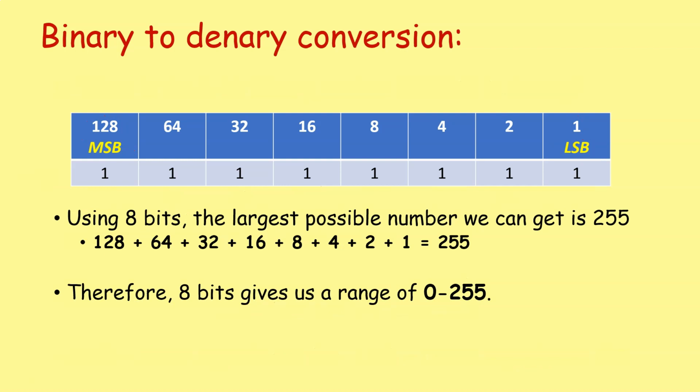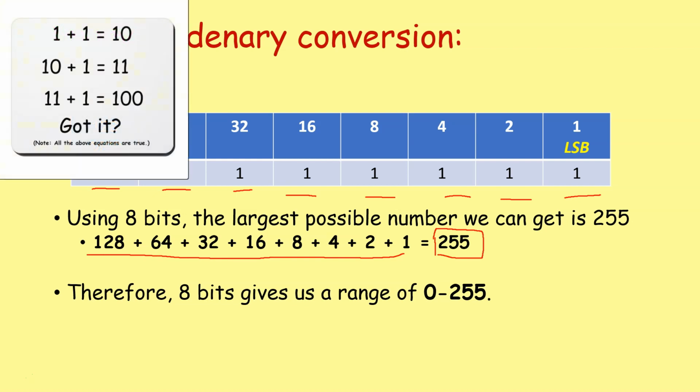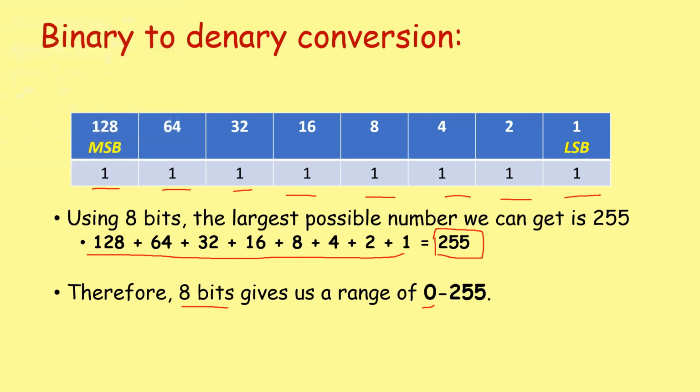Using 8 bits, the largest possible value we can get is 255. So if we get 8 ones, 11111111, I think I got that right, it is a lot of ones. We can see that gives us 128 plus 64 plus 32 plus 16 plus 8 plus 4 plus 2 plus 1. And if we add all those together, that gives us 255. Therefore, 8 bits gives us a range of between 0, if we just had 8 zeros, and 255, which is 8 ones.